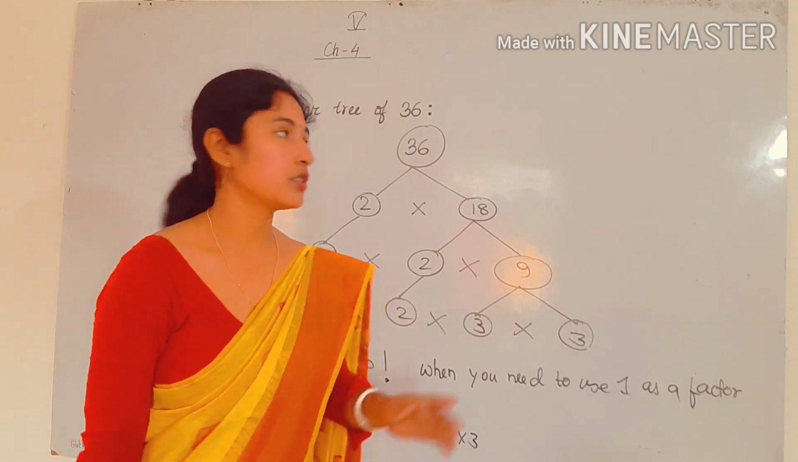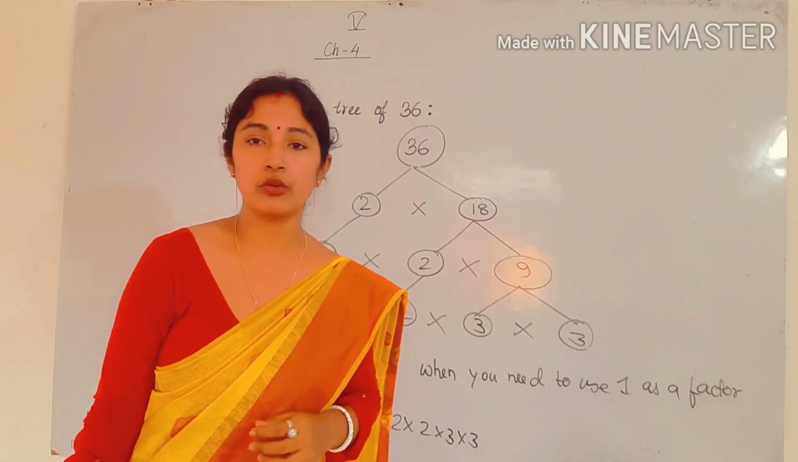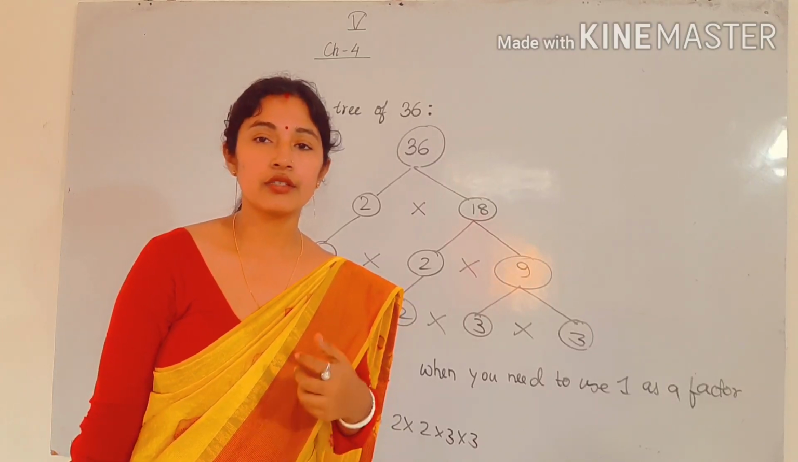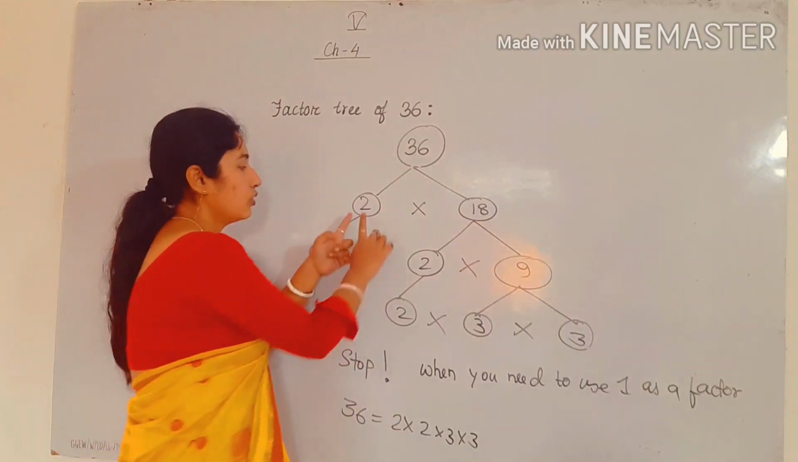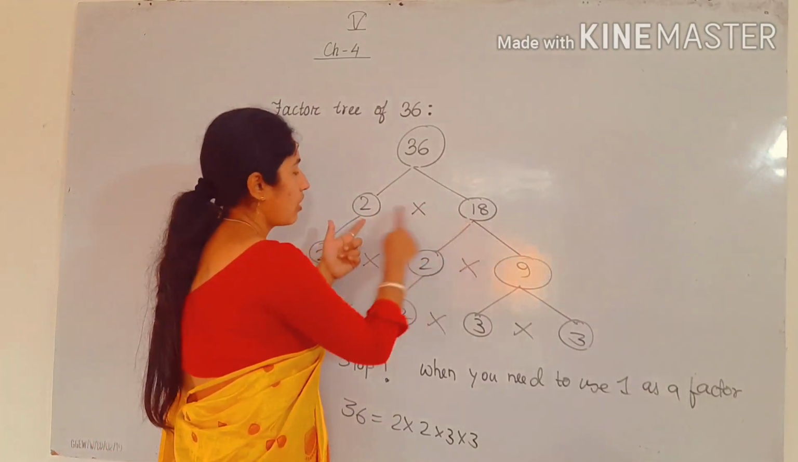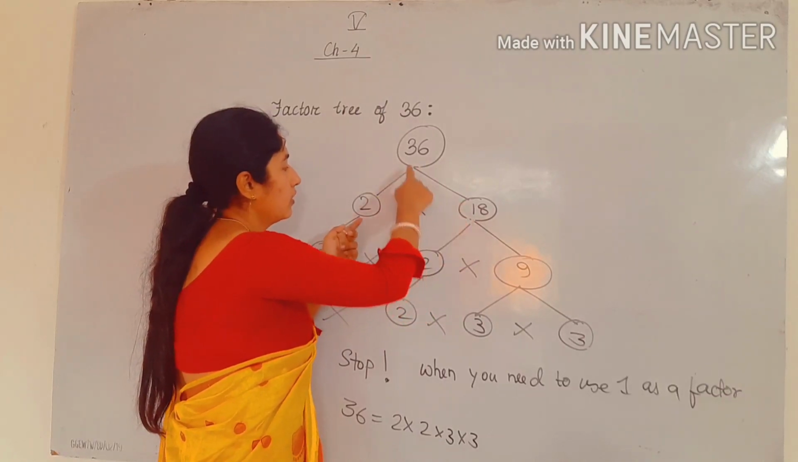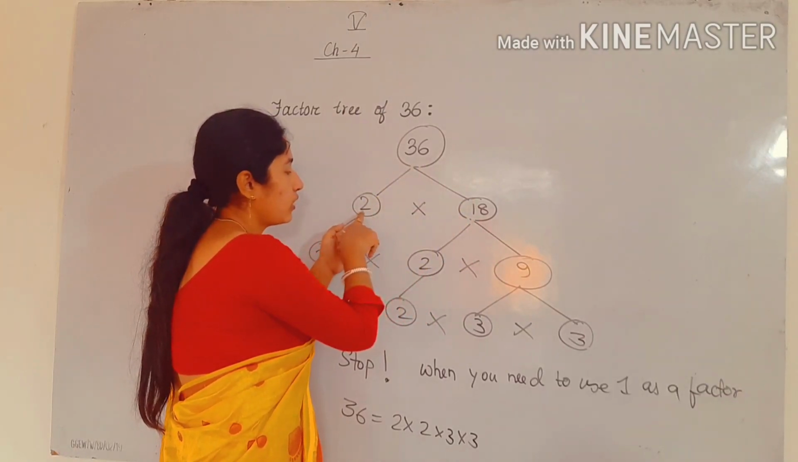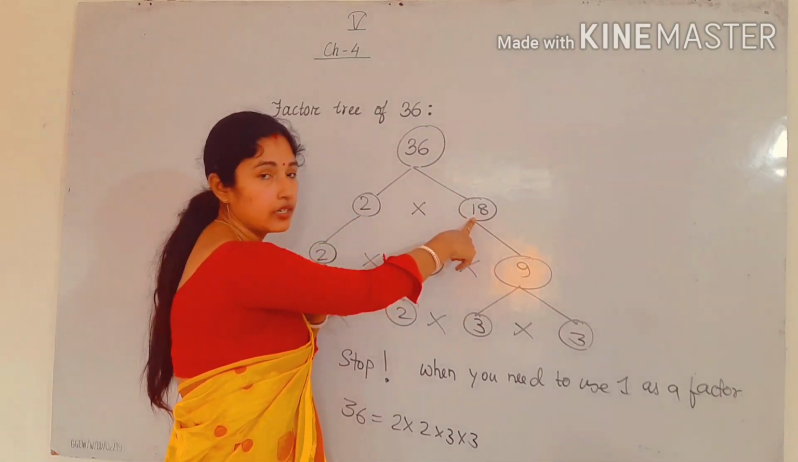So what we have to do, see, we have 36. First of all, 36 is divisible by 2. We can divide 36 by 2. So 2 eighteens are 36. I have written 2 into 18. We have to write like this. We have to make a line, and then we have to write 2 in one circle, and in the second circle we have to write 18.